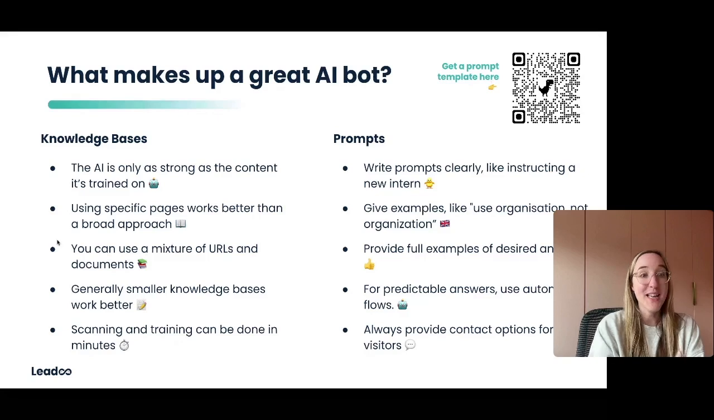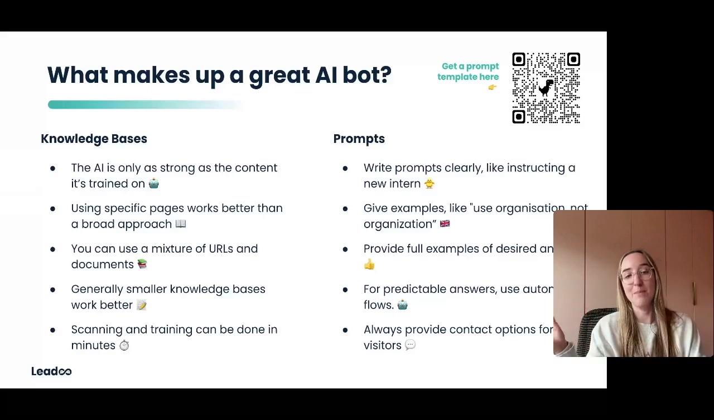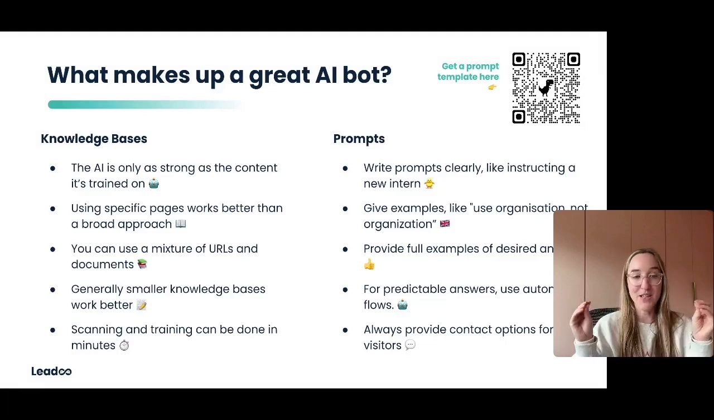The knowledge base, in general, I think our biggest tip is don't just scan your whole website and have it as one big knowledge base. You will get inaccurate responses from AI. What we've worked out is to break them down into chunks, categories, whatever it looks like for your company, and then train it on that information separately. That way you'll get much more accurate responses.